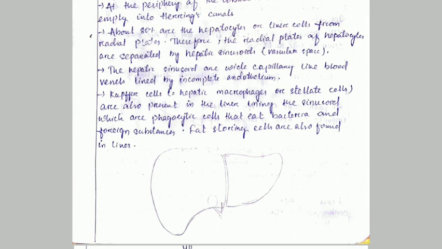The hepatic sinusoids are wide capillary-like blood vessels lined by incomplete endothelium. Kupffer cells, also called hepatic macrophages or stellate cells, are also present in the liver lining the sinusoid, which are phagocytic and eat bacteria and foreign substances. Fat storing cells are also found in the liver.